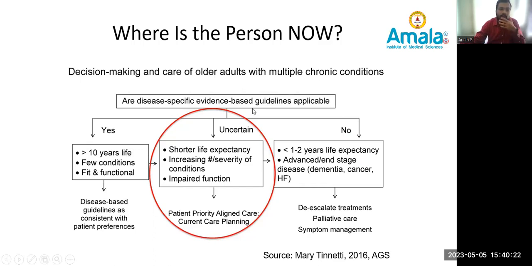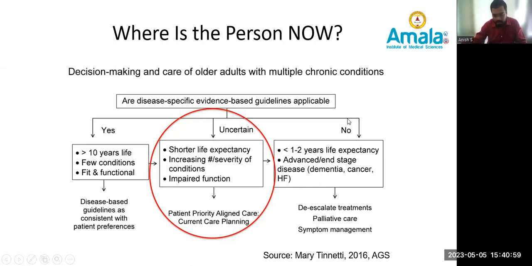So where is the person now? It is important to assess where the patient is, especially when decision making and care of older adults with multiple chronic conditions. At this point, we have to see whether disease-specific evidence-based guidelines are applicable, organ-specific guidelines are applicable. If yes, if it is more than 10 years of life, few conditions, who is functionally fit, who is independent for his activities of daily living, then definitely disease-based guidelines as consistent with patient preferences have to be used.